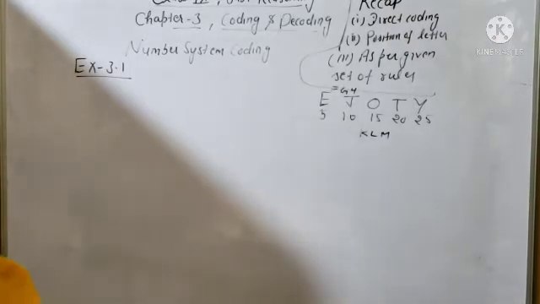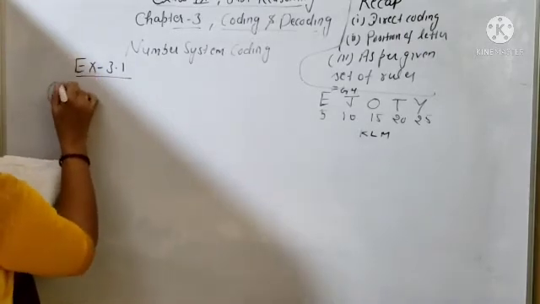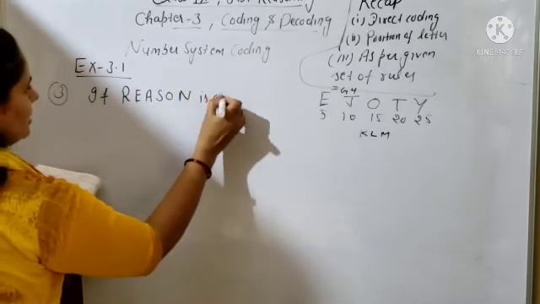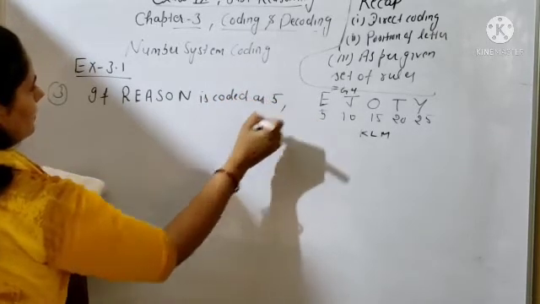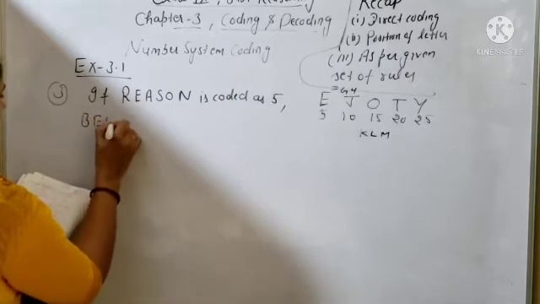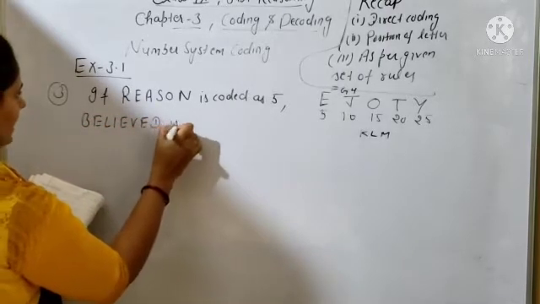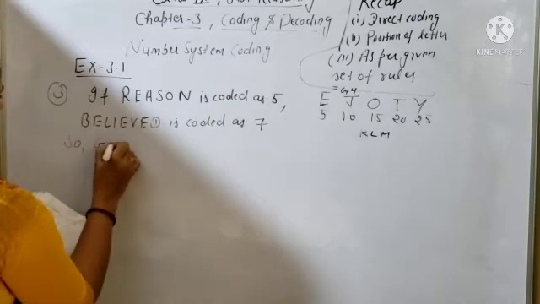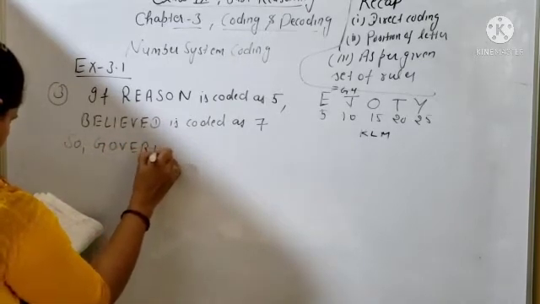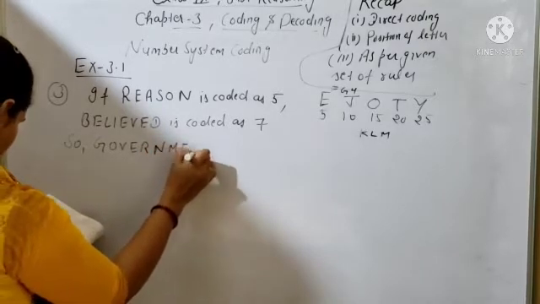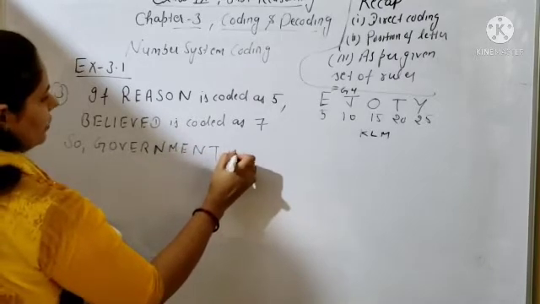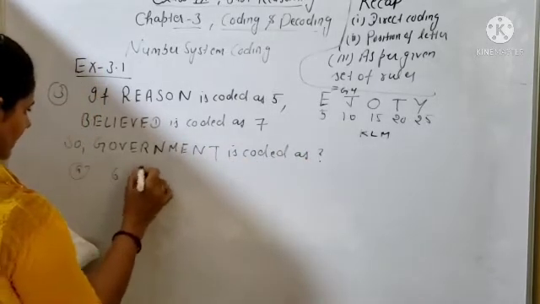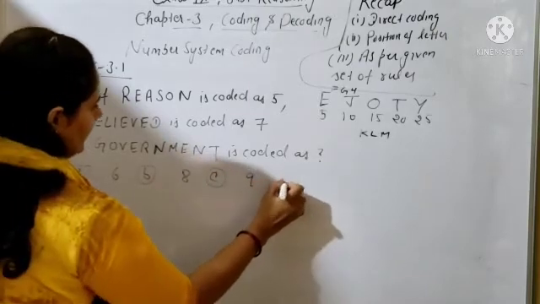Okay, for example, the third one, question is given. Third one: if REASON is coded as 5, and BELIEVED is coded as 7, then GOVERNMENT is coded as what? The answers given are 6, 8, 9 and 10.